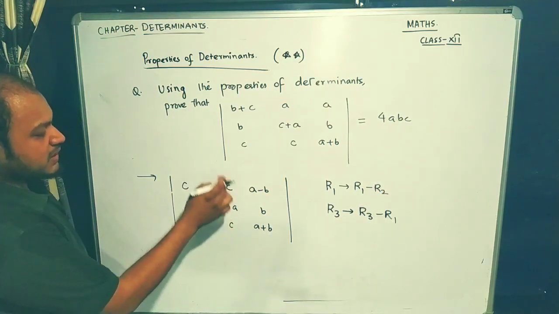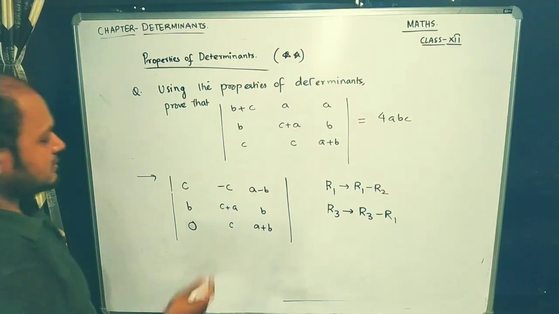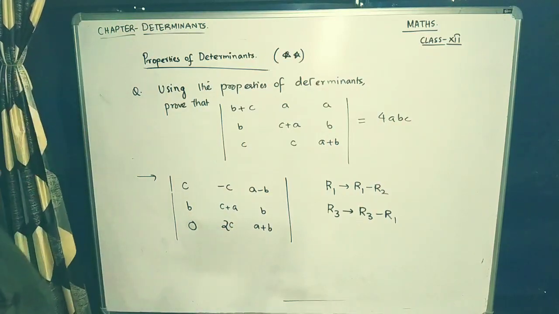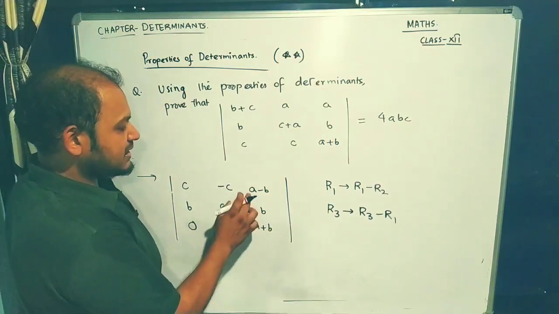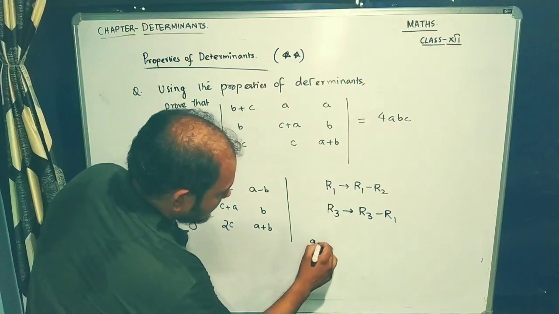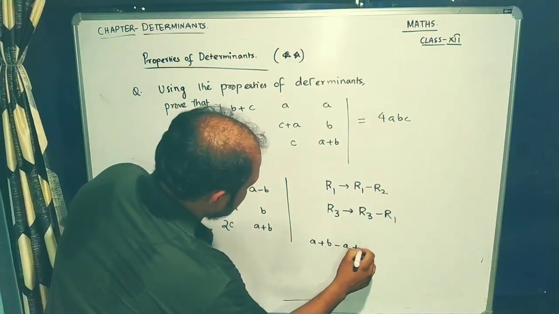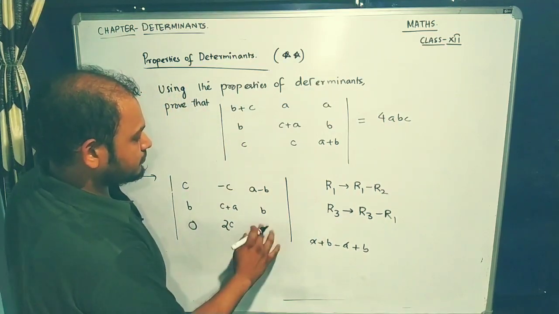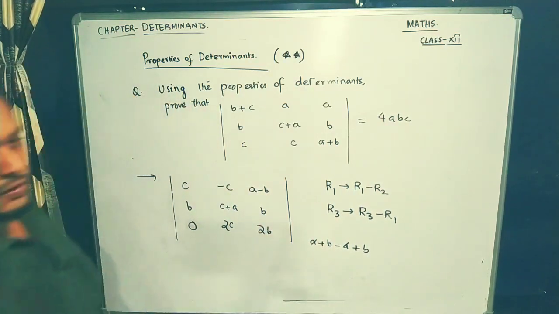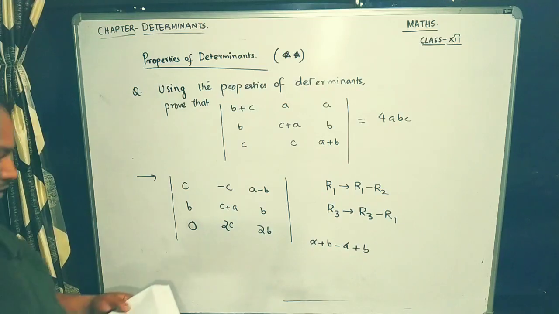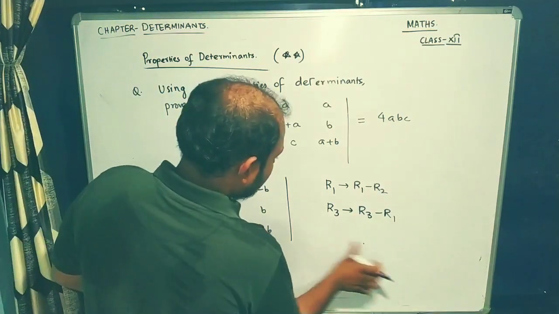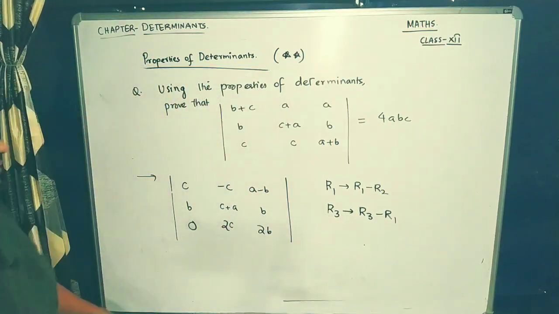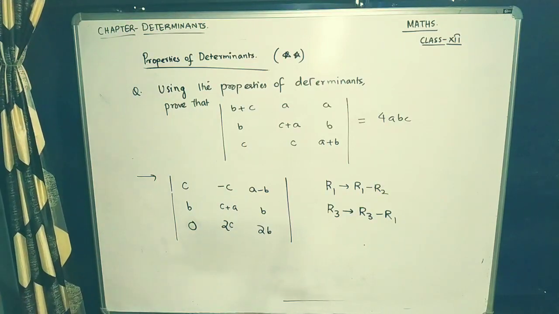Then C minus minus C, that means C plus C, that is 2C. And what is A plus B minus A minus B? A plus B minus A minus B becomes, A cancels out, we have 2B. Okay, so after this operation we have 2B. After you perform this operation on this, we have this type of determinant.